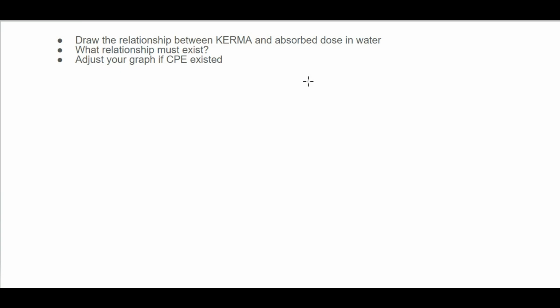So the first thing we're going to want to do is draw the relationship between Kerma and absorbed dose in water. Then discuss what relationship must exist and adjust the graph if charged particle equilibrium actually existed. So first and foremost, we need to draw an absorbed dose, just a depth dose curve. You should be very accustomed to doing this on the fly very easily.